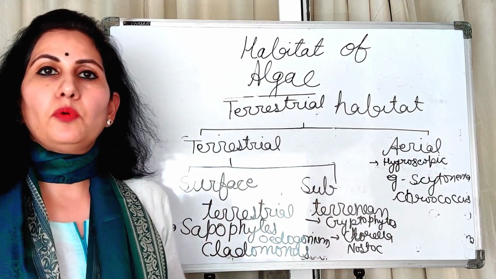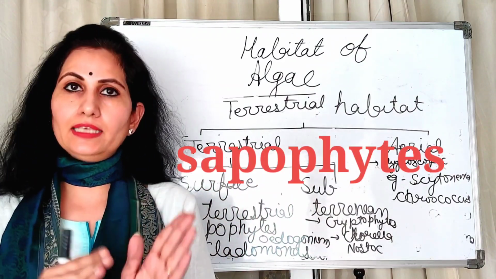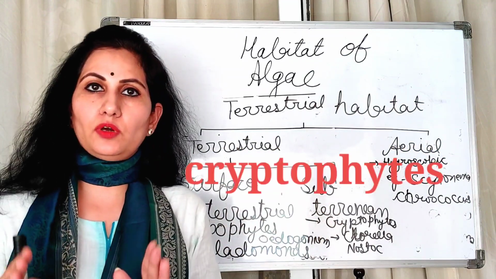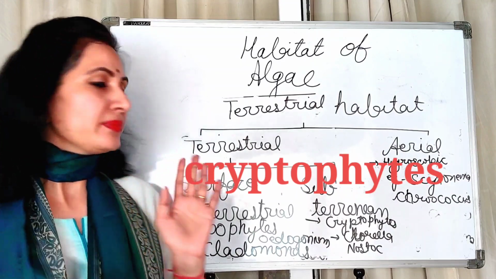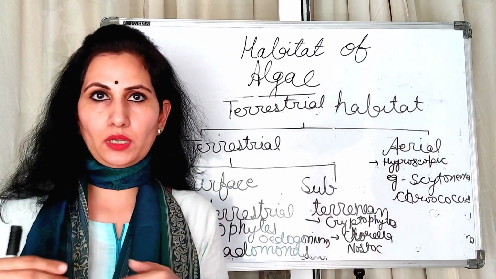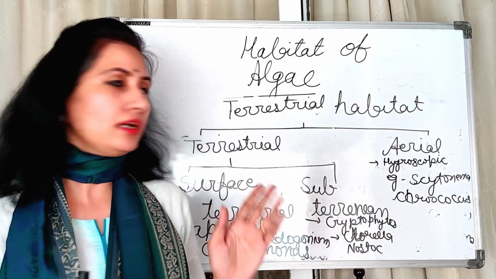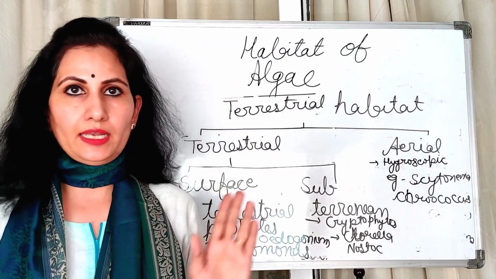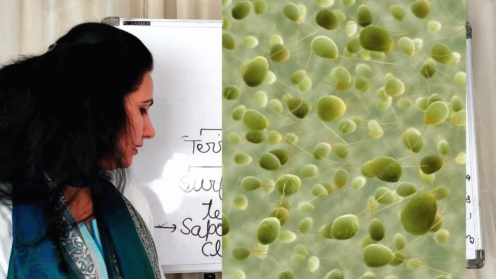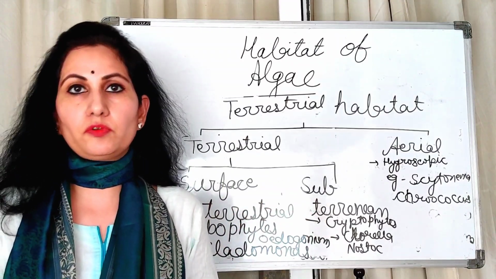What is the difference between both of them? The surface terrestrial is known as saprophytes, S-A-P-R-O-phytes, and the subterranean habitat is known as cryptophyte. Saprophyte is the algae which is found on the moist soil or on the surface of the land, known as saprophyte or the surface terrestrial algae. Examples of such algae are Oedogonium and Chlamydomonas. These are all members of Chlorophyceae.